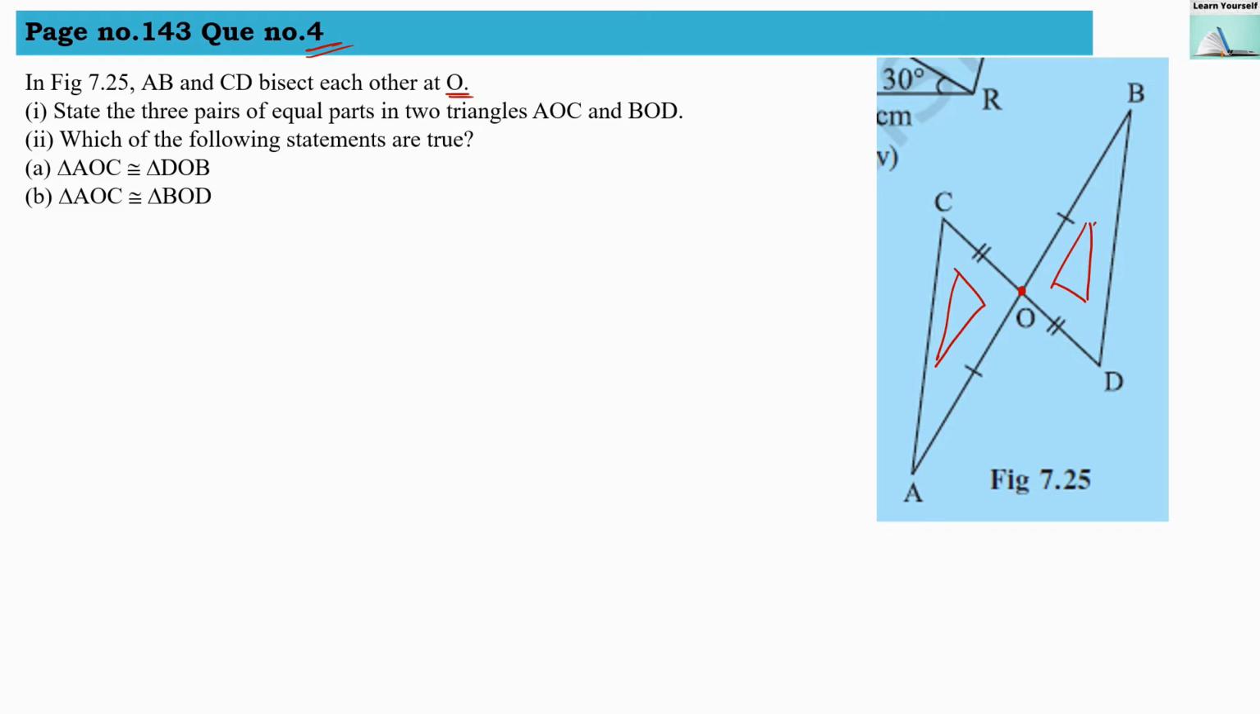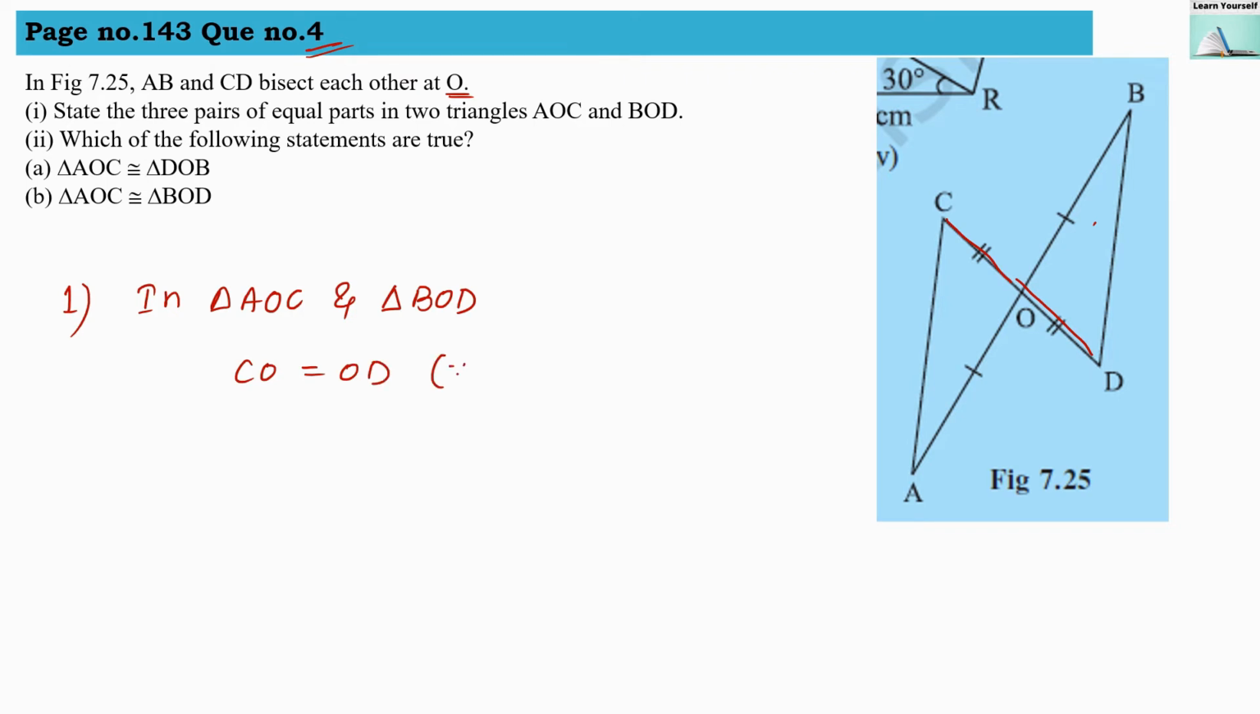So the first question's answer we are writing here: in triangle AOC and in triangle BOD, let us check what parts are equal. As per the figure, CO is equal to OD. So CO equals OD and it is given in the figure. Now next, AO is equal to OB. So AO is equal to OB and this is also given in the figure.